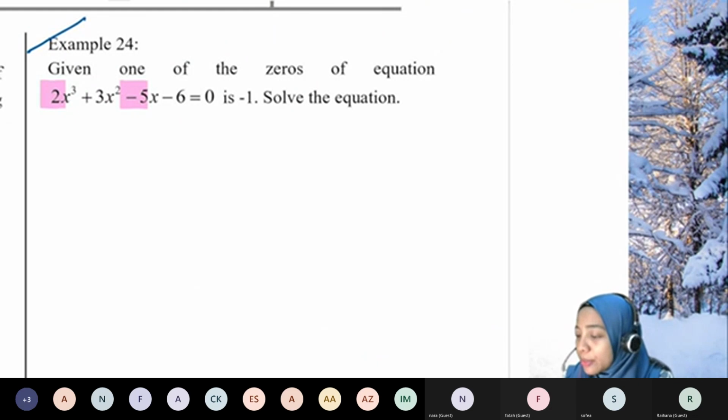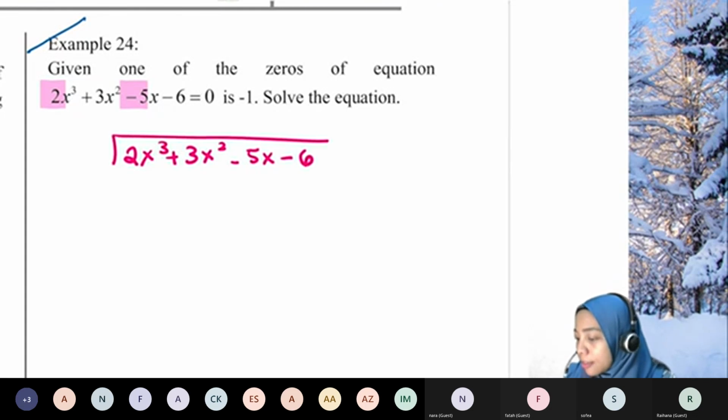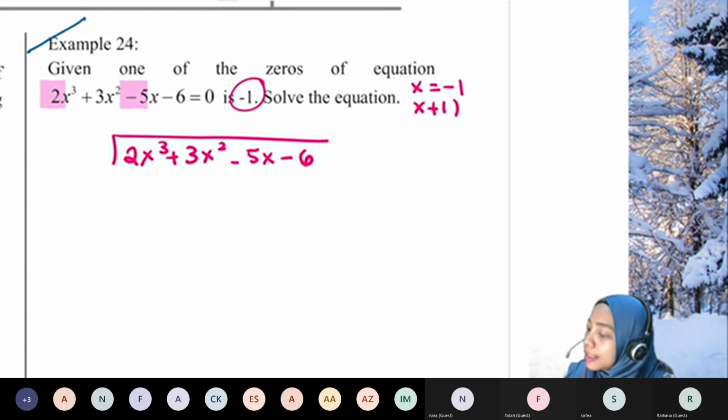Okay, let's try one last question. 2x cubed plus 3x square minus 5x minus 6. Okay, so the zeros adalah negative 1. X equals to negative 1. So the factor adalah x plus 1. Boleh semua?